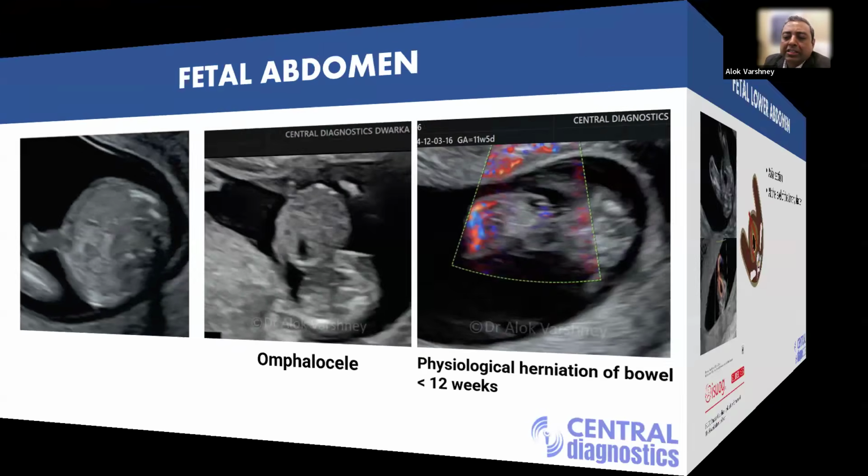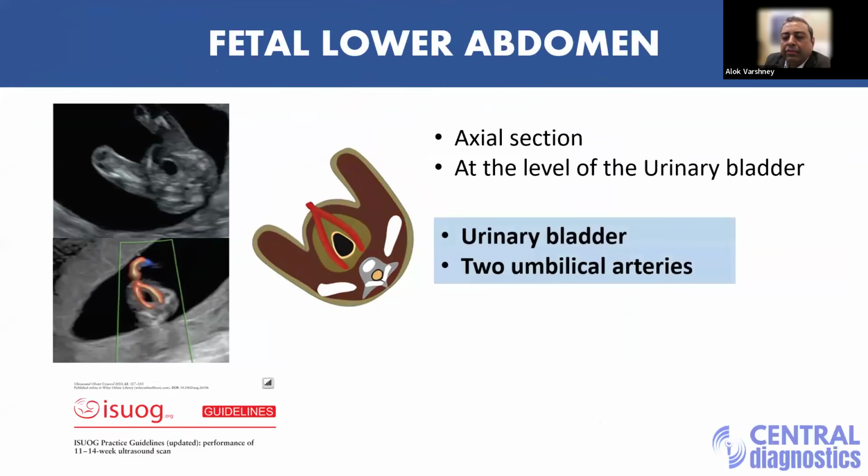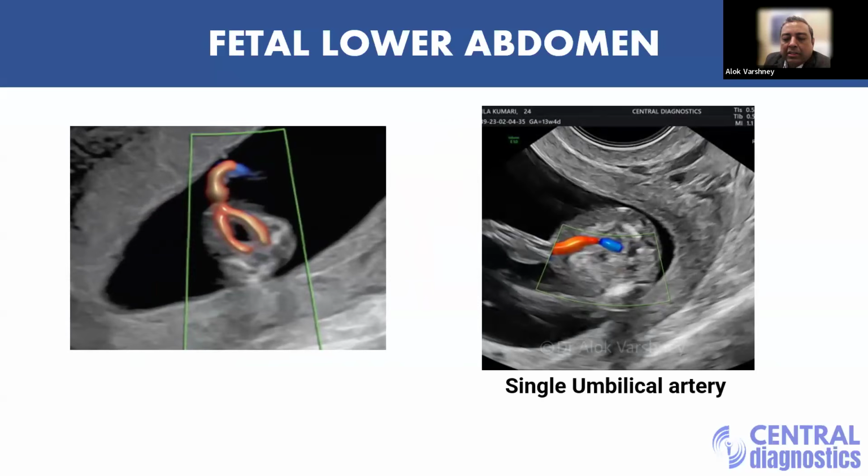Then we take another axial section in the lower abdomen at the level of the urinary bladder, and we check this section for the urinary bladder, and it should have the two umbilical arteries on each side. We can sometimes make a diagnosis of single umbilical artery in the first trimester, but even if you do not make a diagnosis of single umbilical artery in the first trimester, I don't think that is something unusual.